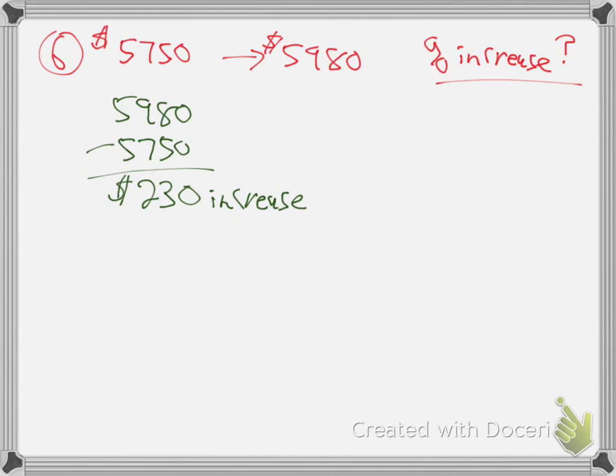And now they're asking us what is the percent increase. $230 is the dollar increase. How do we turn that into a percent increase? Any ideas? Josh? Divide by 5,750. So take the 230 over the 5750. Now why? How do you know you're right? How do you know you divide by that one and not the last one?